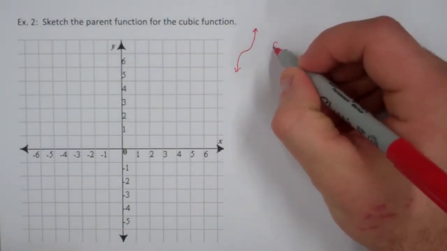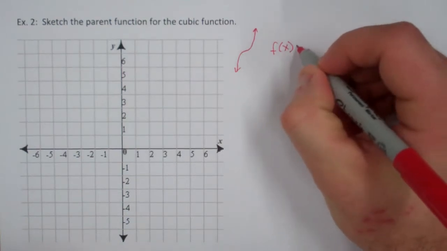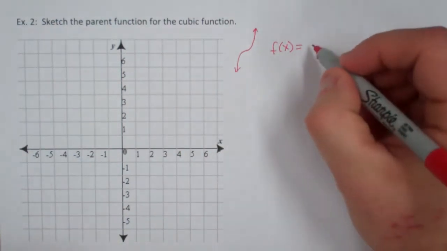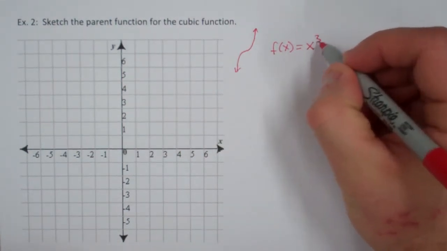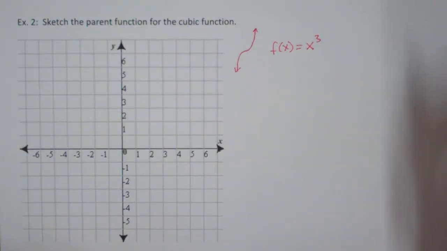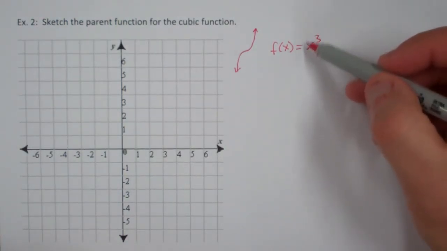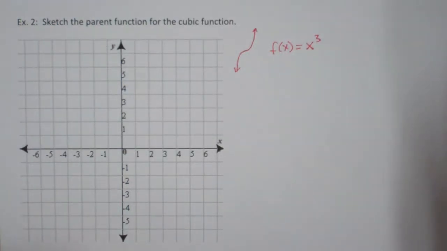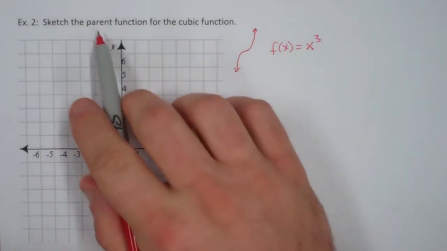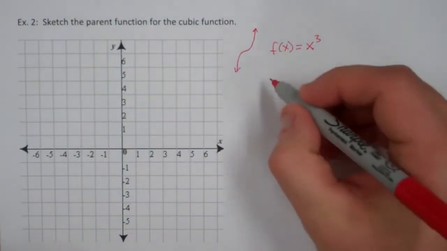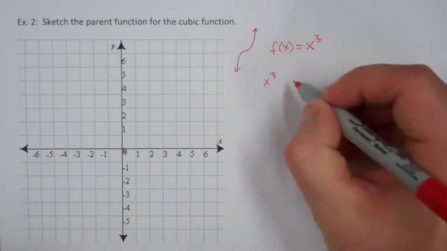Anyway, we'll do f of x here, and the parent function is just the simplest form of the cubic, and x to the third, hopefully you guessed that one, is what we need. Notice there's no number here, no other numbers doing anything. This is just the simplest form. That's the parent function, the simplest form of this. We can make a table of values.